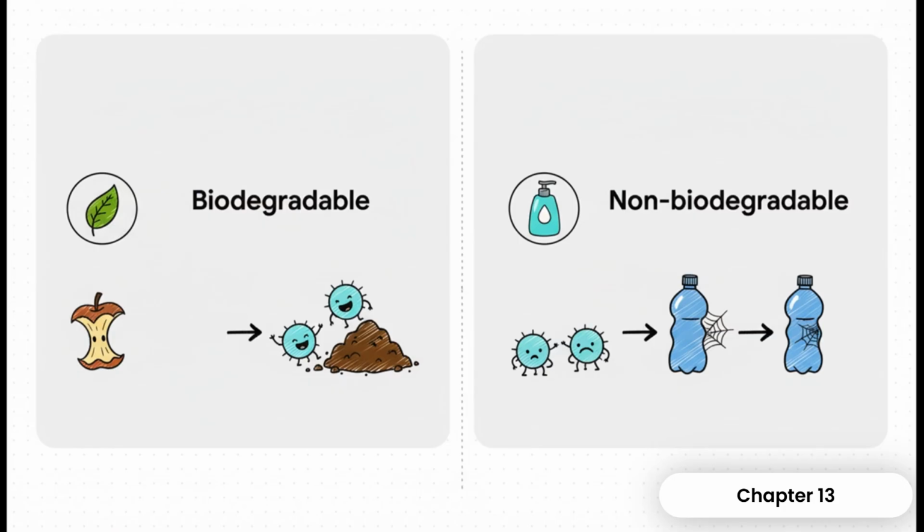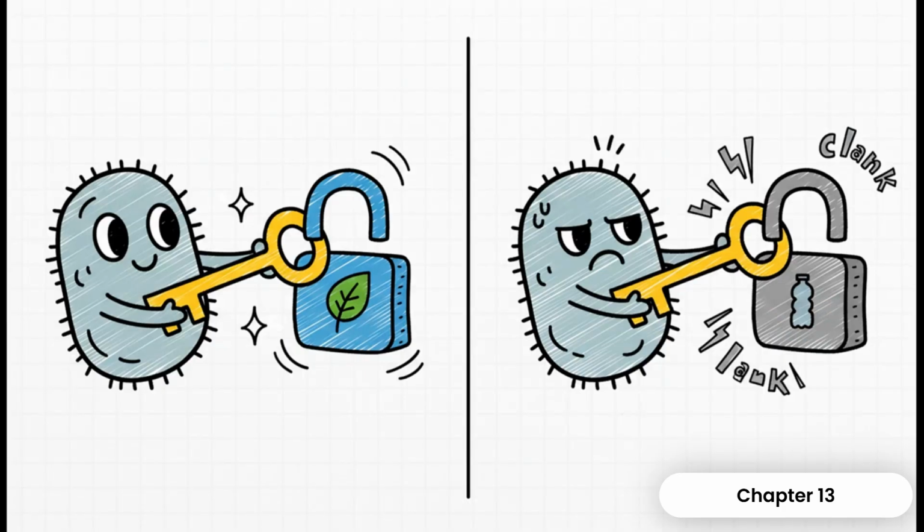But then you have the non-biodegradable stuff, like plastics, glass, and metals. They can't break those down. They just stick around for a long, long time. So, why not? Why can't nature just break down a plastic bottle?